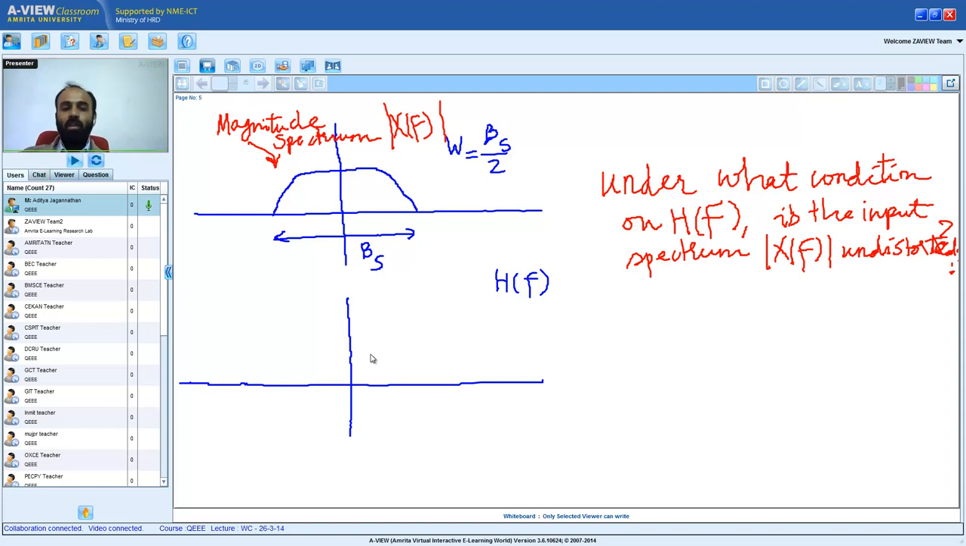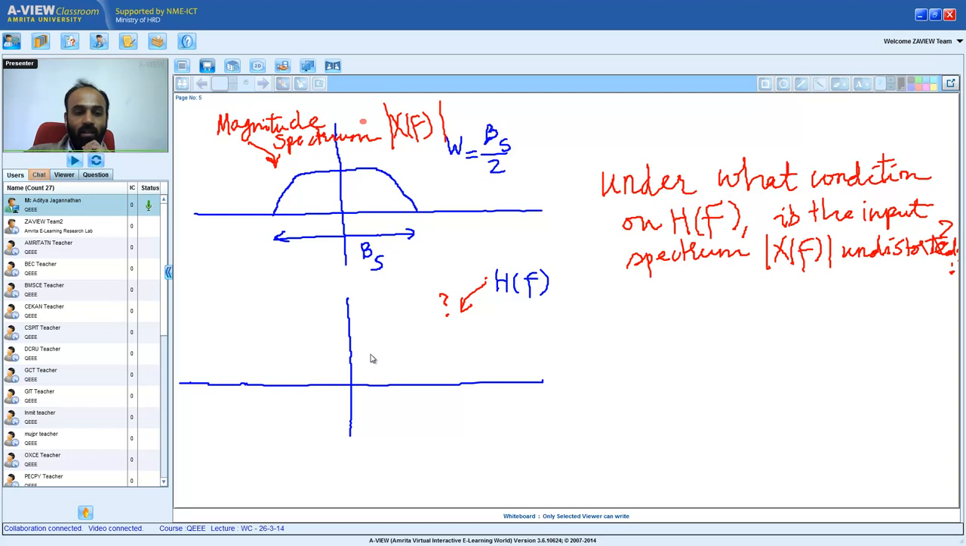Is the question clear to everyone? The question that I am asking is basically, under what condition on H(f), what should I draw here? What is the condition on the spectrum H(f) such that the magnitude spectrum is not distorted? The magnitude spectrum is important because magnitude is important. The phase spectrum is not, because phase simply reflects a delay. If magnitude H(f) is unity, that is a very simple scenario. Can we say something less restrictive?